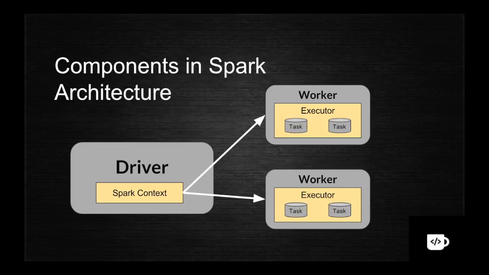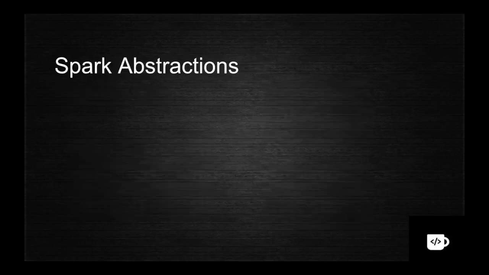Okay, so if a particular task fails, Spark context rebuilds that and sends it to the worker again. That is how fault tolerance is handled. We are going to see what technology and what concepts they use for that. So that's it about the components.